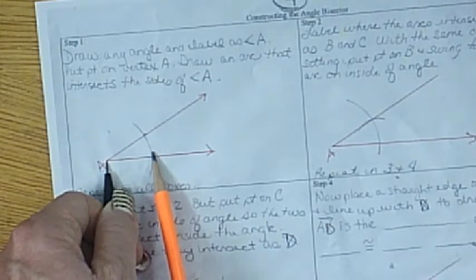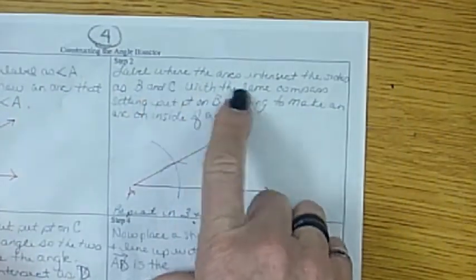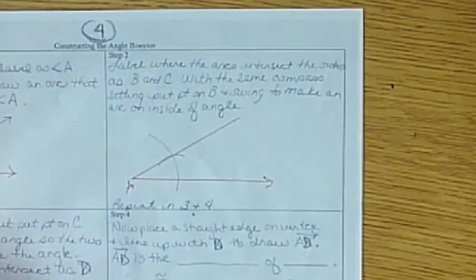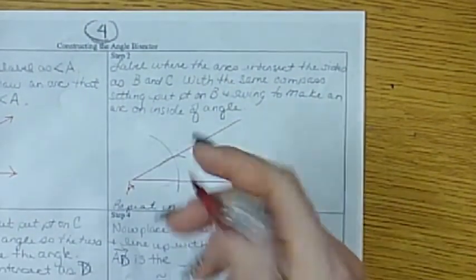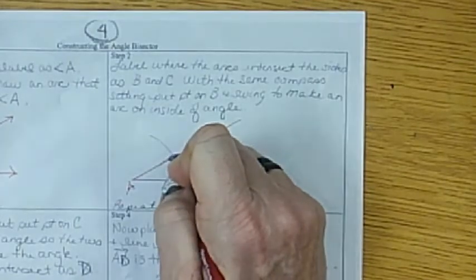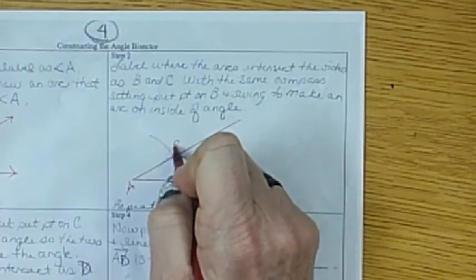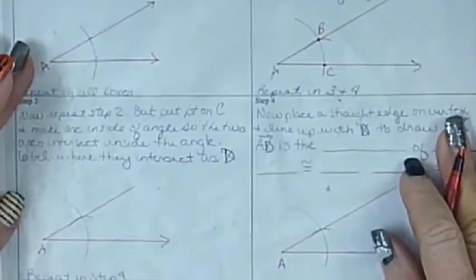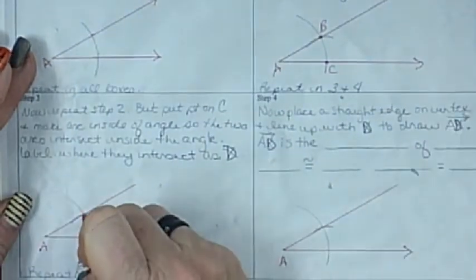Okay, going to box 2, it says label where the arcs intersect the sides as B and C, and repeat that in boxes 3 and 4. So in box 2, label it. It doesn't matter which one's which, just B and C. And put that in boxes 3 and 4.